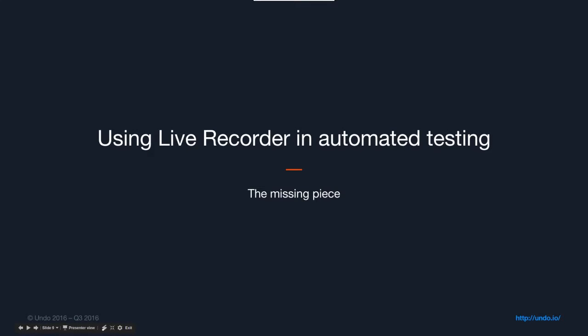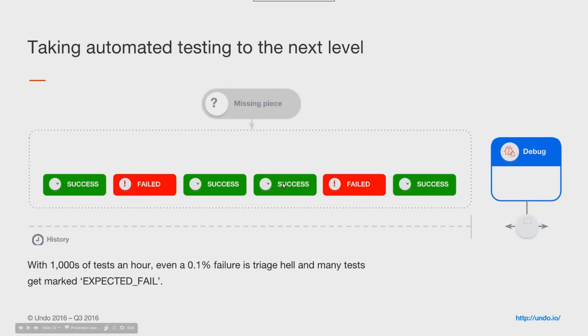So we'll move on to using Live Recorder in automated testing. We call it the missing piece. So in automated testing, you have a sequence of tests. Some pass, some fail. And the question is, why did the failures occur? In a conventional automated testing environment, you raise bug reports for your developers to take a look at. And what happens all too often is they attempt to reproduce the failure on their development machine, and they can't. There may be something funny about the timing. Maybe with other tests running, it's more likely to occur.